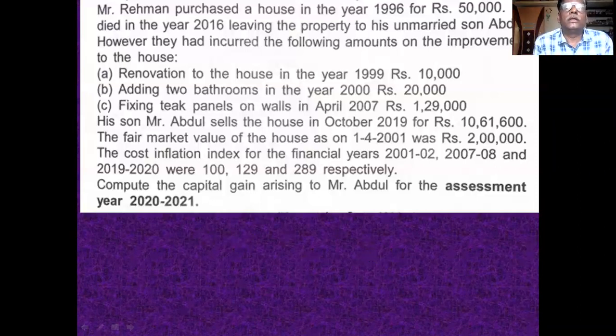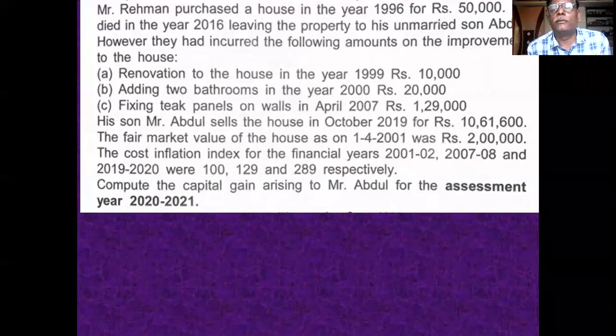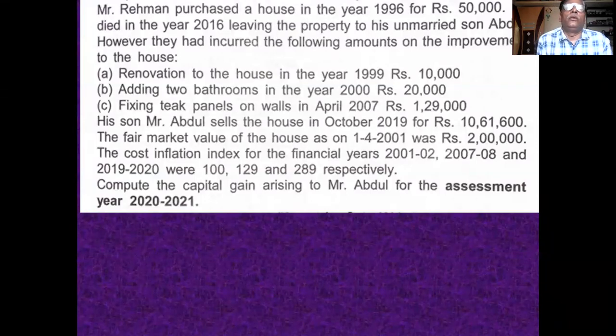Mr. Rahman purchased a house in the year 1996 for rupees 50,000. Year of acquisition is 1996 for rupees 50,000. And he died in the year 2016, leaving the property to his unmarried son Abdul.